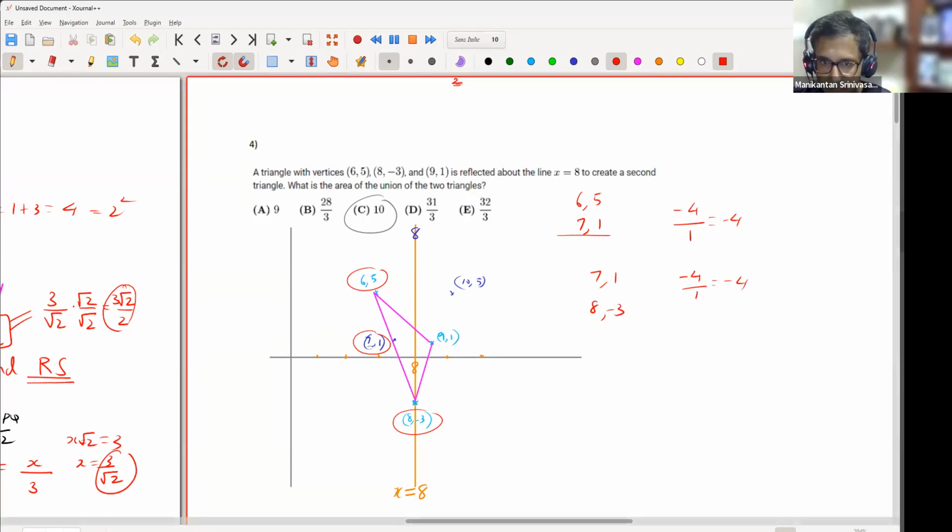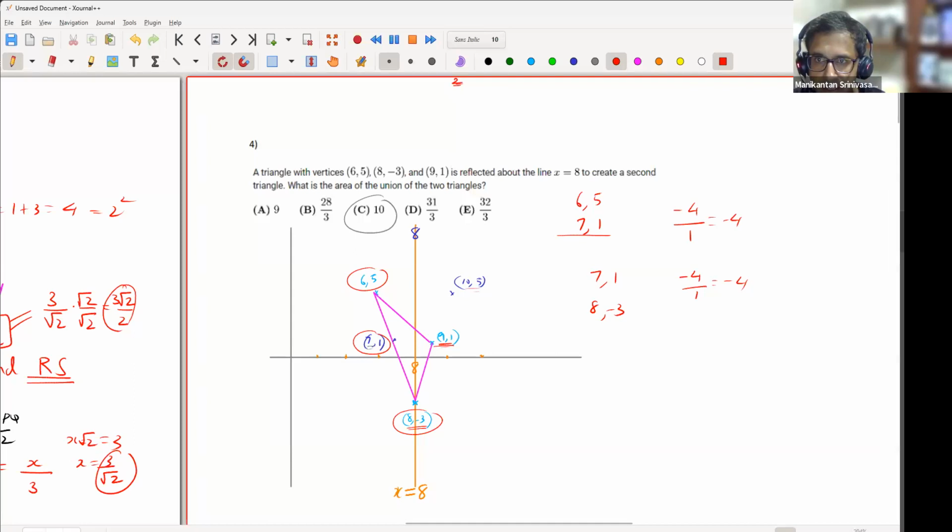And similarly, the 9, 1 should also be by symmetry on that edge when we draw the other triangle. Let's check. 8, -3 to 9, 1. I'm going right by 1 and up by 4. 9, 1 to 10, 5. Also same thing. I'm going right by 1 and up by 4. So these 2 points are literally on the edges, when I complete the diagram, you'll see.